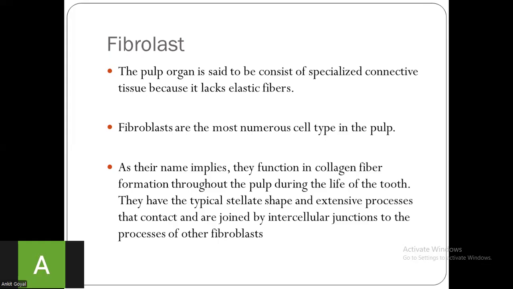Now we start with the cells of the pulp. The pulp organ is said to consist of specialized connective tissue because it lacks elastic fibers. The fibroblasts are the most numerous cell type in the pulp. As their name implies, their function is collagen fiber formation throughout the pulp during the life of the tooth. They have a typically stellate shape and extensive processes that contact and are joined by intercellular junctions to the processes of other fibroblasts.